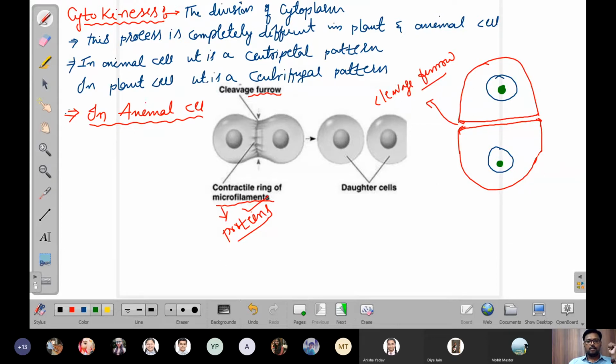First, a contractile ring is formed, made up of microtubules, around the cell. Once it forms, it contracts so that a cleavage furrow appears, that is called this one, and this cleavage furrow goes deeper from both the sides, and because of this the complete new cells are produced. This is the simple process of cytokinesis, but it is completely different in the plant cell. Now how is it different? Let us move to the next slide.